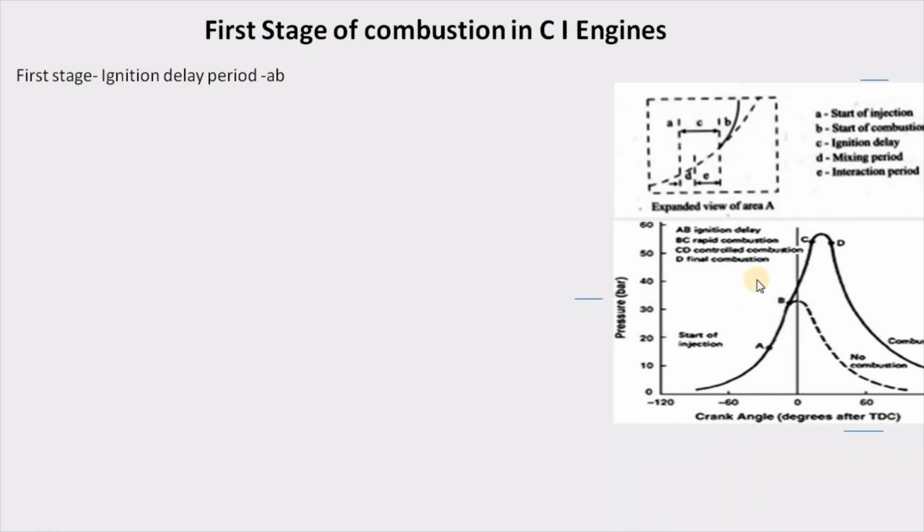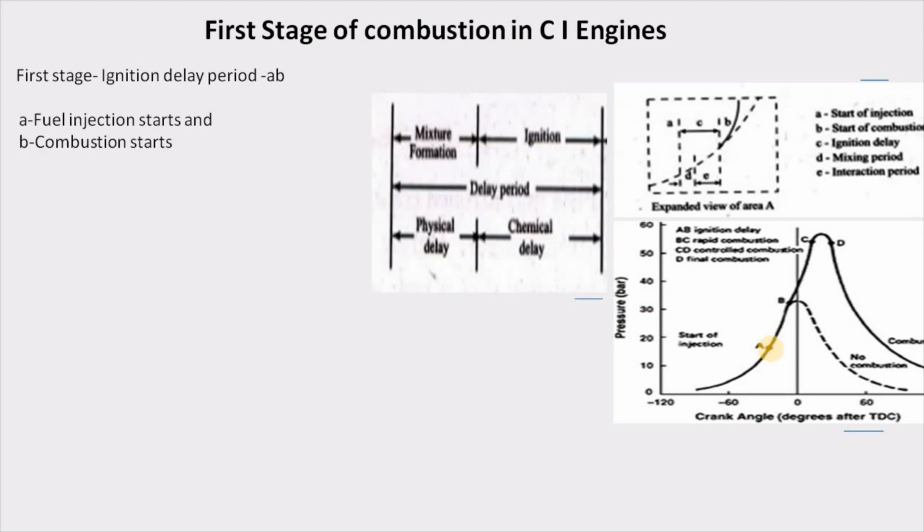In this A to B, A corresponds to the start of injection and B corresponds to the start of combustion. Whatever is happening in between these two is what you call ignition delay. And you can see over here, this ignition delay period is being divided into 2 parts. What is happening in this particular D phase? The D portion is called the mixing period. So the fuel and air are being mixed. So this is a mixture formation stage. And this E is the interaction period, where ignition is happening.